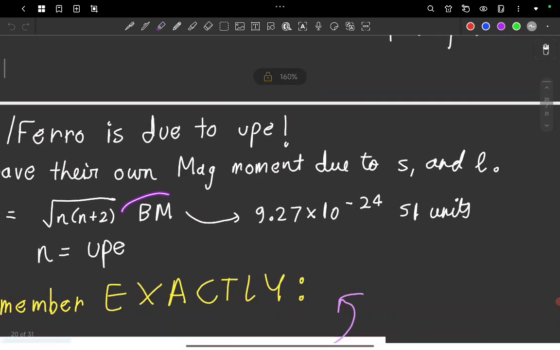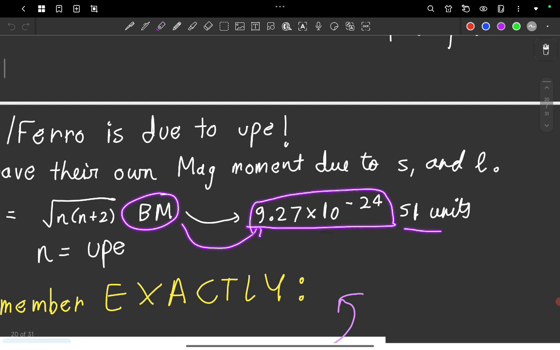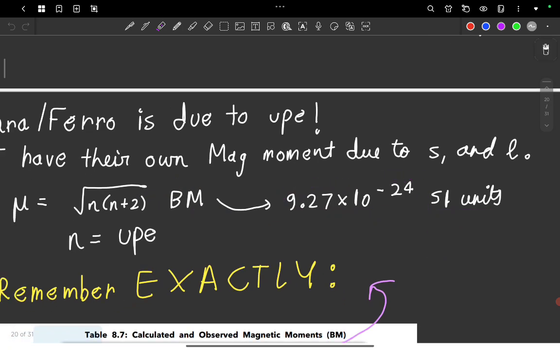Okay, and a Bohr magneton is basically 9.27 into 10 raised to power negative 24 SI units of magnetic moment, which you don't need to know for chemistry.